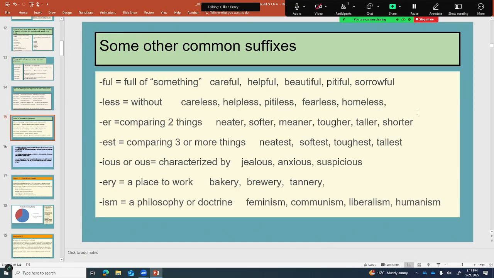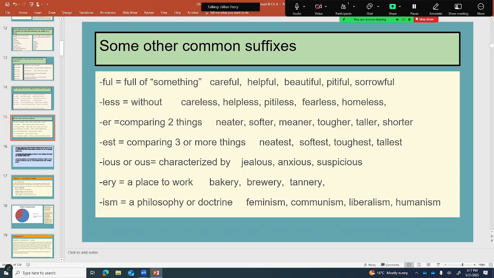Some other common suffixes that you may see in English: -ful, being full of something, careful, helpful, beautiful, pitiful, sorrowful. -less would be like without, so careless, helpless, pitiless, fearless, homeless. -er is when you're comparing two things, neater, softer, meaner, tougher, taller, shorter. -est is if you're comparing three or more things. One is the most, the neatest, the softest, the toughest, the tallest.